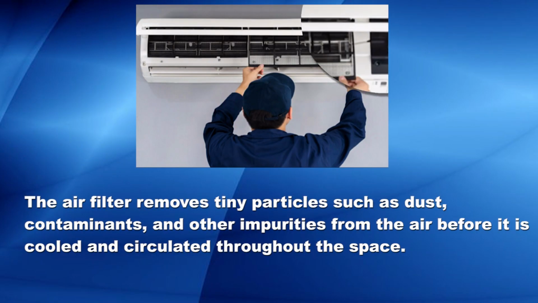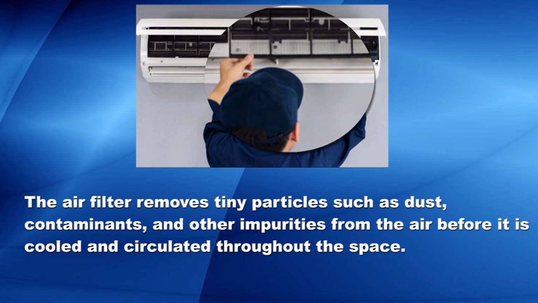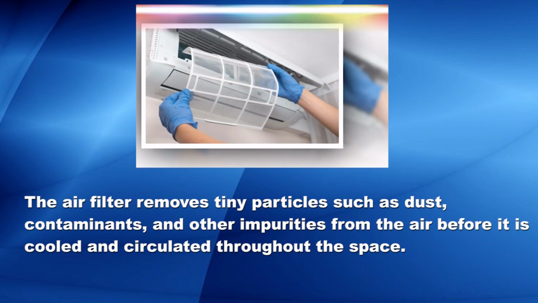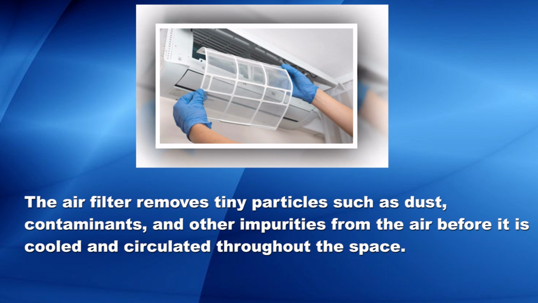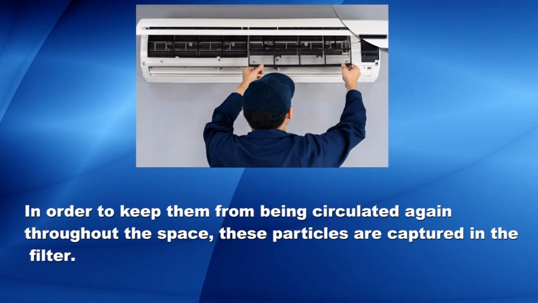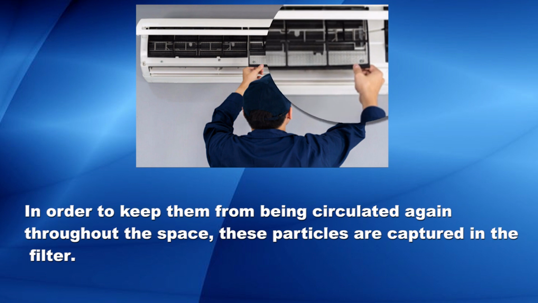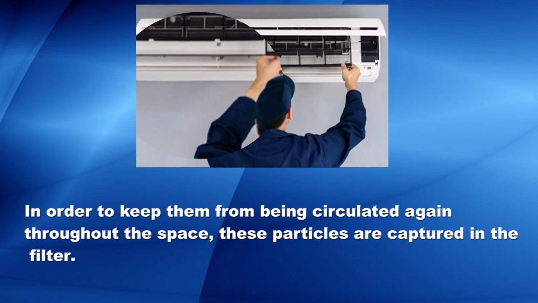Filter. The air filter removes tiny particles such as dust, contaminants, and other impurities from the air before it is cooled and circulated throughout the space. In order to keep them from being circulated again throughout the space, these particles are captured in the filter.